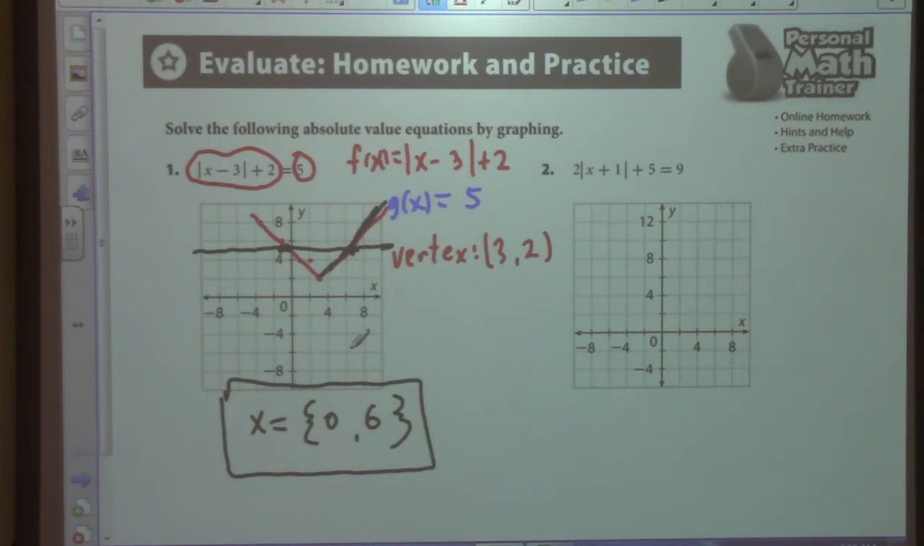Test your answers. So I want you to go ahead and work out number 2 as an independent working project.